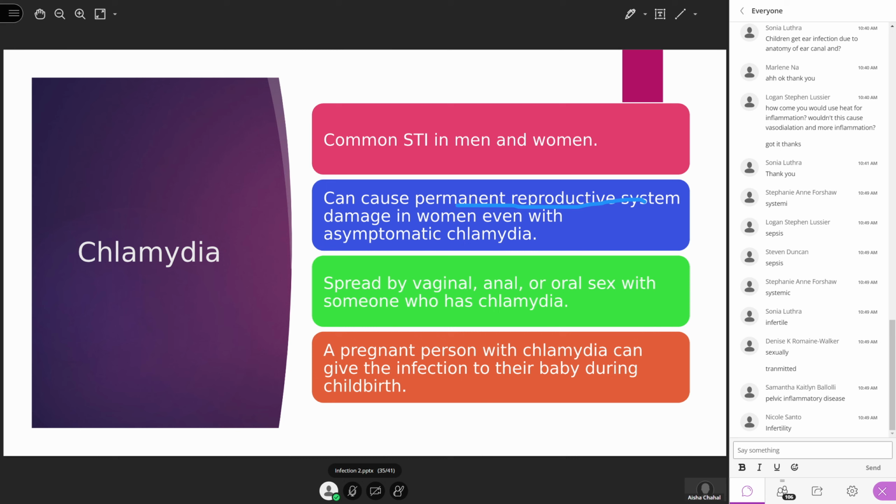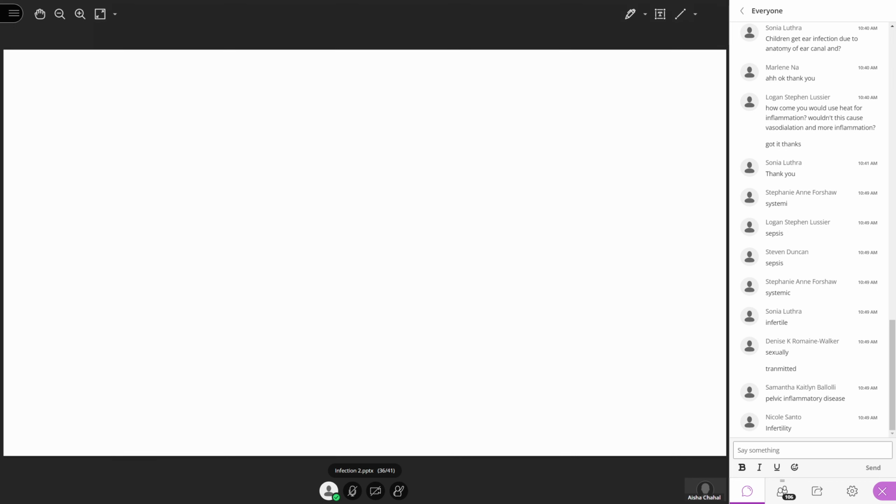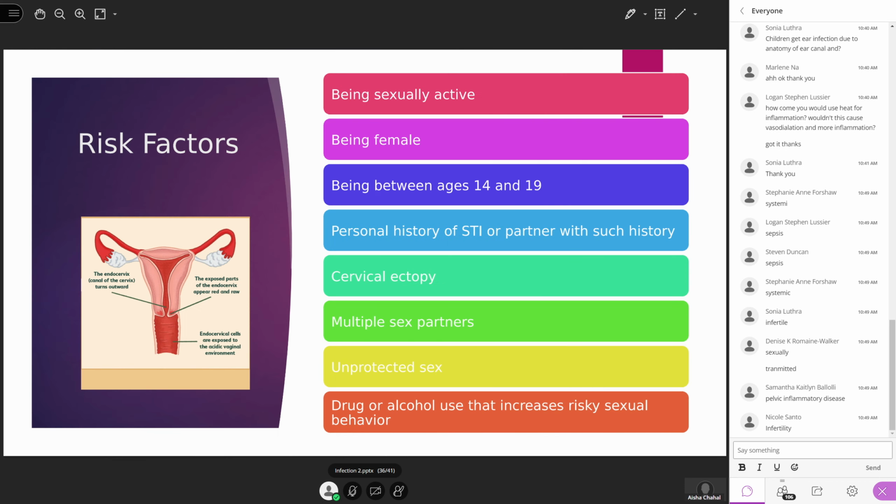But PID can happen, and permanent reproductive system damage can happen, and with little education on our part and preventive workup, this can be prevented. And it can be spread by pregnant women, can also transmit to the babies if they have chlamydia. So it is transmitted from mother to the child.